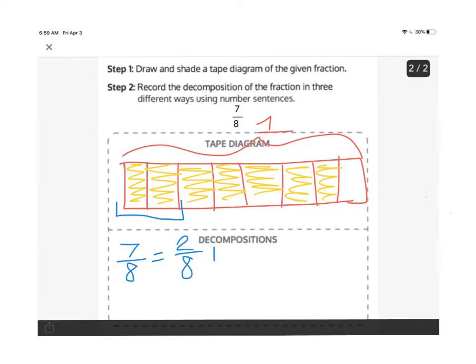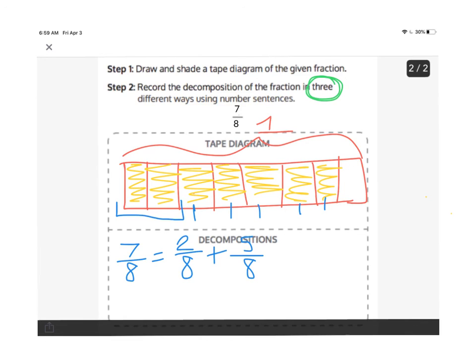So 2/8 plus, let's see how many more pieces of that fraction we need to equal 7/8. I see 1, 2, 3, 4, 5 more shaded in pieces of our fraction that we have not already counted. So that is 5/8. So I know one way to break this number apart is 7/8 is equal to 2/8 plus 5/8.